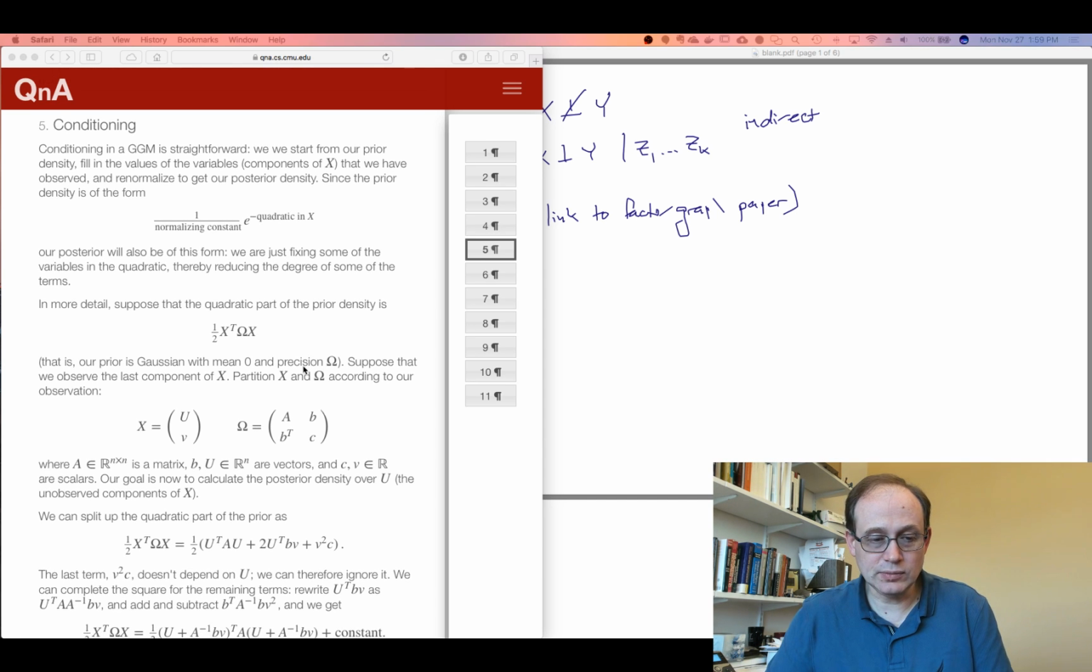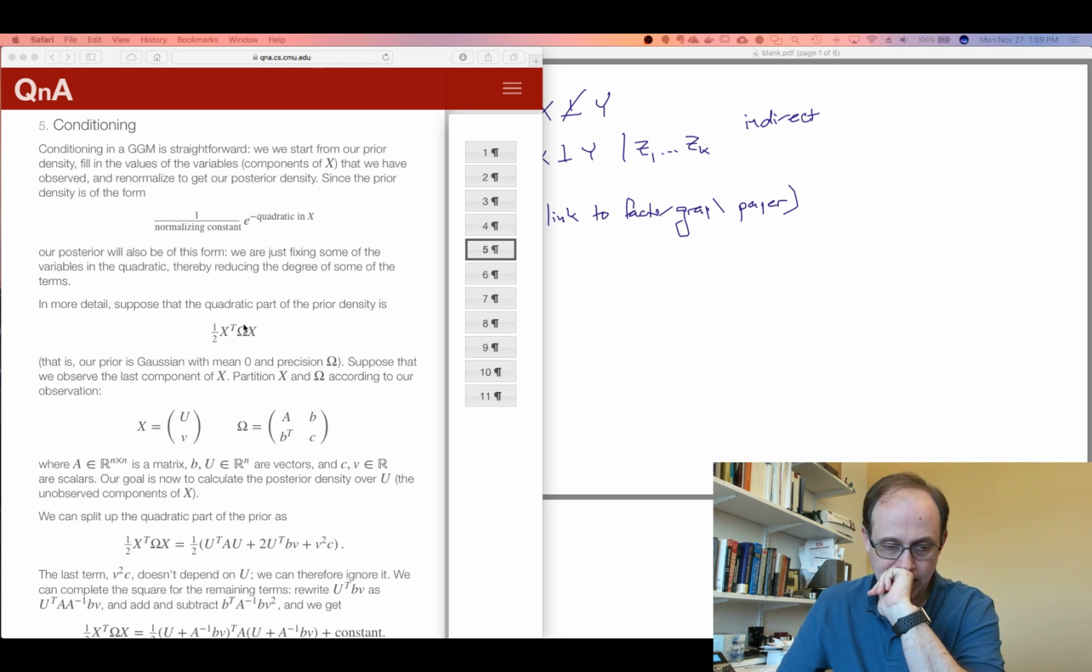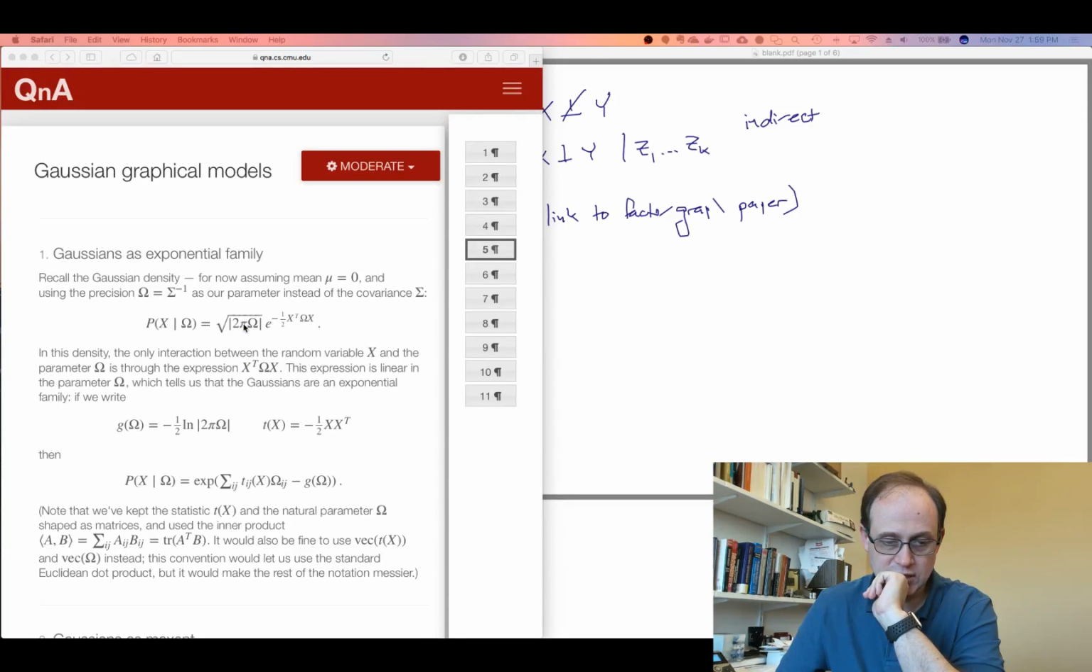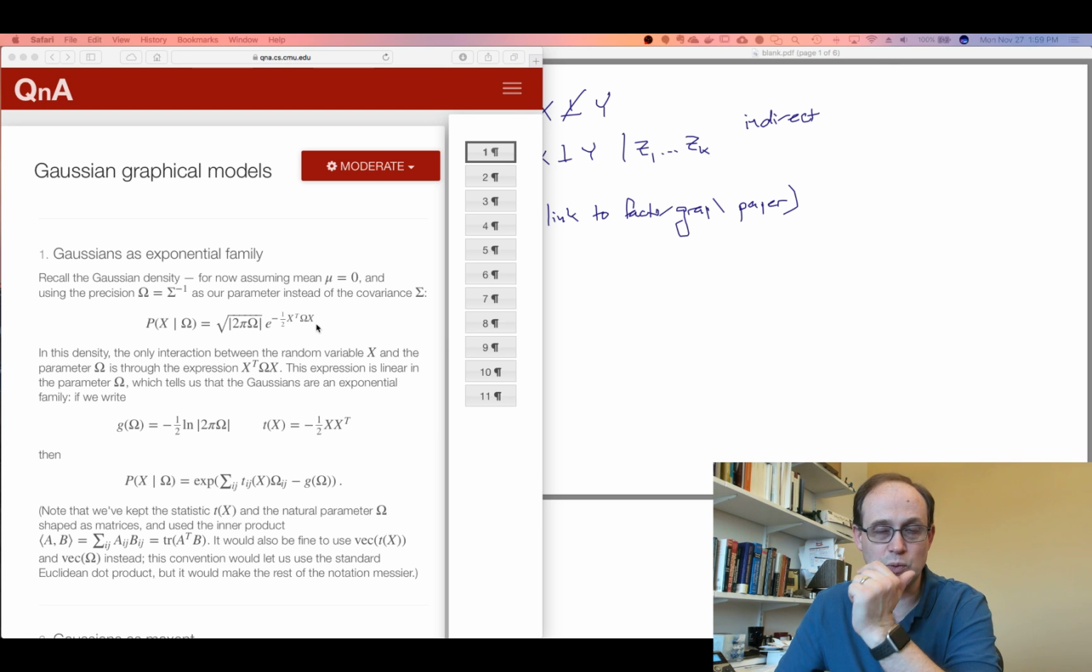So let's go into a little bit more detail. For conditioning, it's actually fairly straightforward. To condition in a distribution, we have this joint distribution, and what we do is fill in values for the random variables that we observe, the ones that we're conditioning on, and then renormalize over the remaining variables so that we get a probability distribution, one that sums or integrates to 1. In this case, integrates, because Gaussians are continuous.